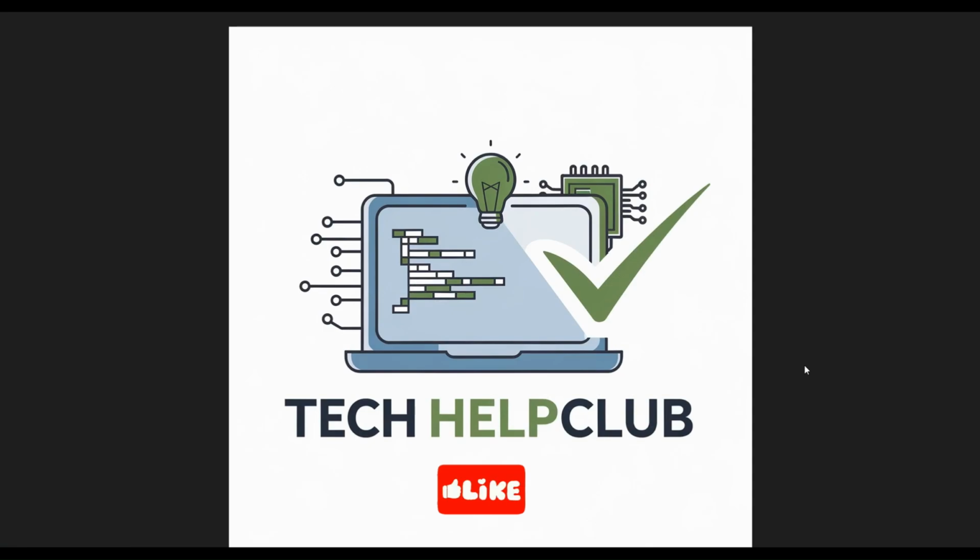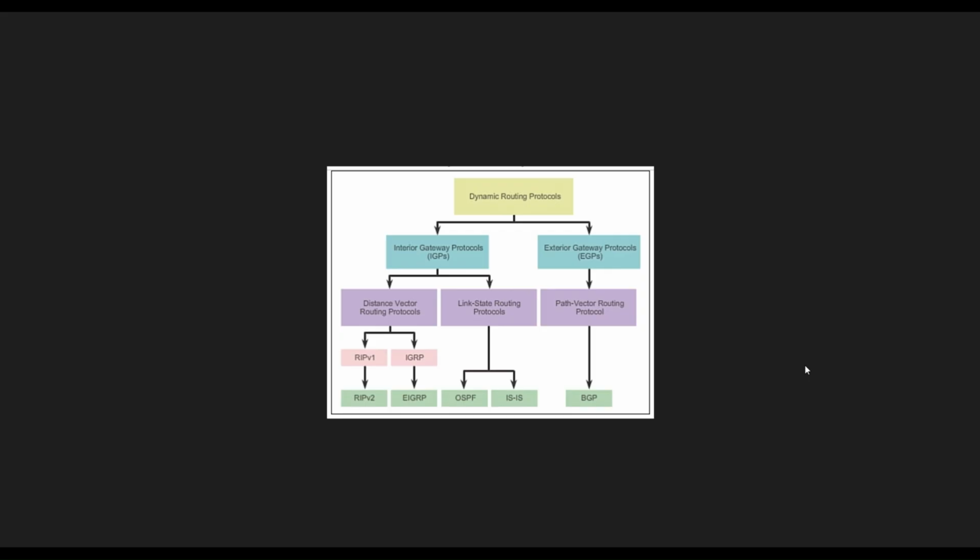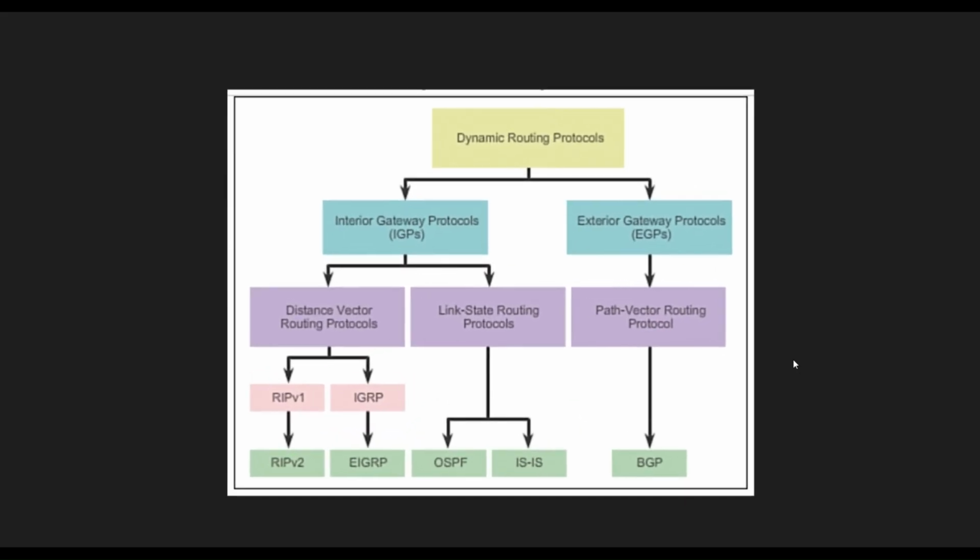Today we will discuss dynamic routing. Dynamic routing protocols are of two types: interior gateway protocols and exterior gateway protocols. In IGPs we have RIP, EIGRP and OSPF, while in exterior gateway protocols we have BGP. Today we will discuss RIP.